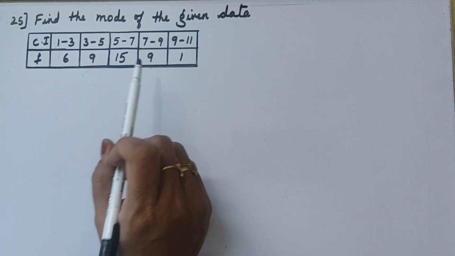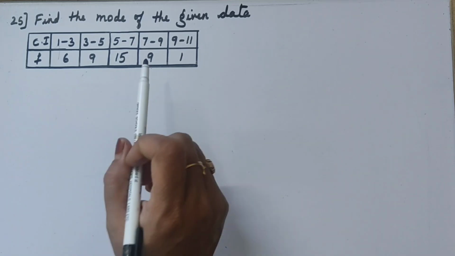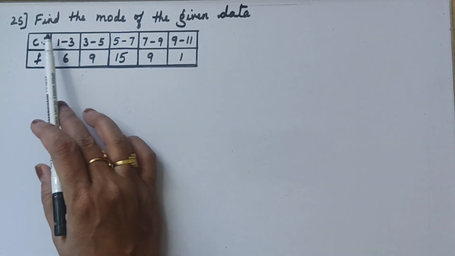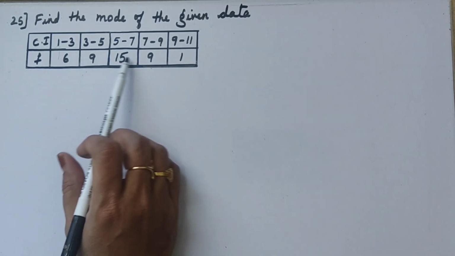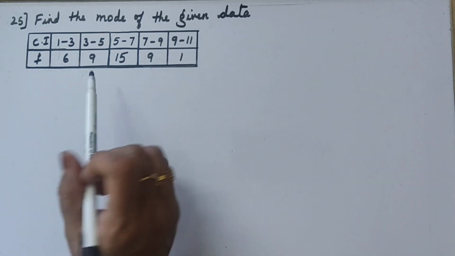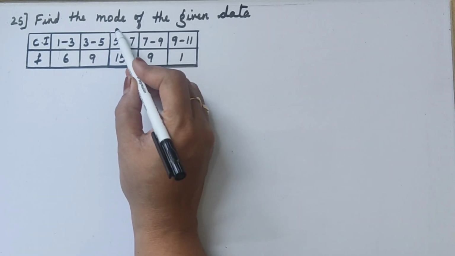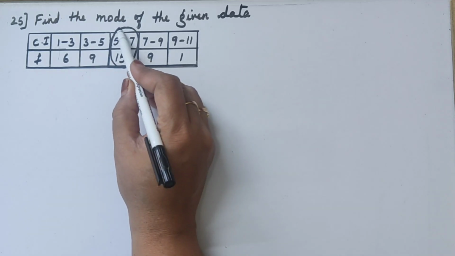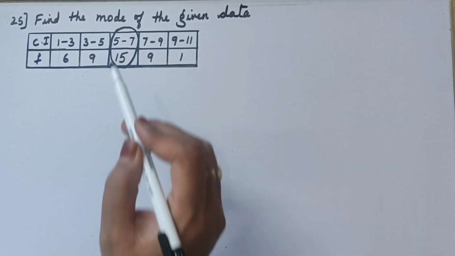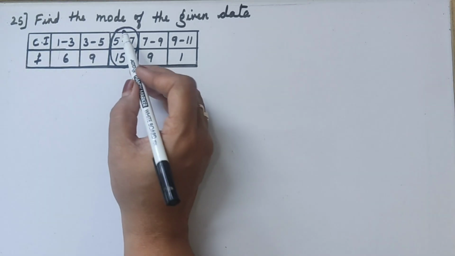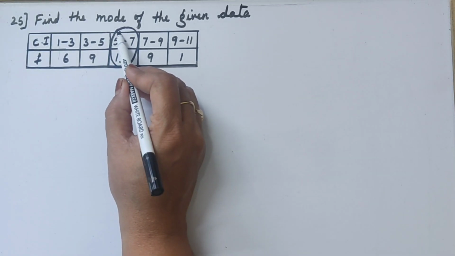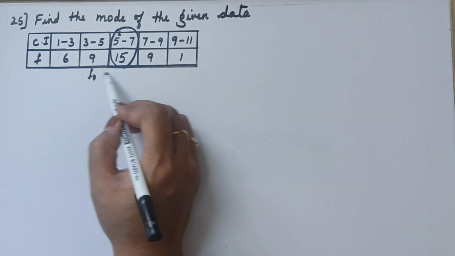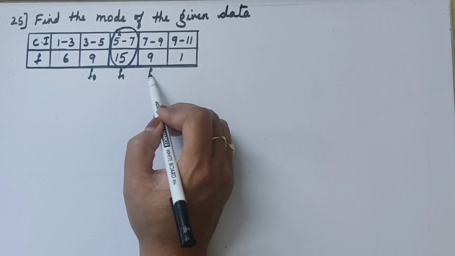To find the mode of the given data, the first rule is we need to find out the highest frequency. These are the class intervals and this is the frequency. In this, the highest frequency is 15. Let me round this up. We'll highlight this. This is called the modal class. And L is the lower limit, 5 is the lower limit. And this is F0, F1, F2.